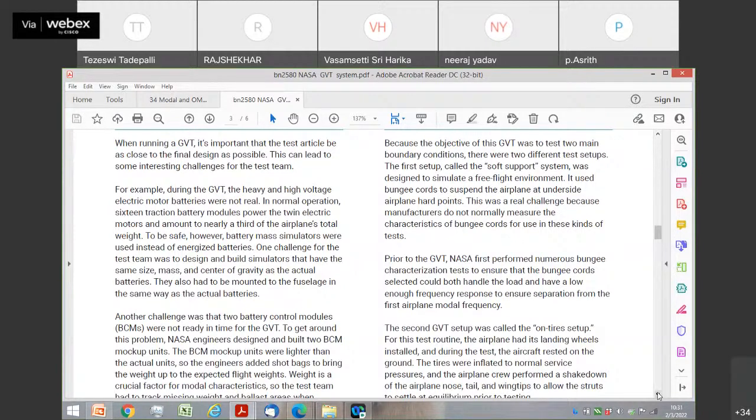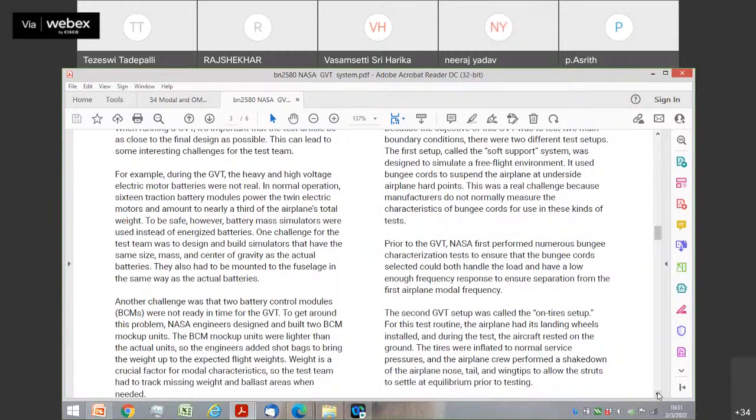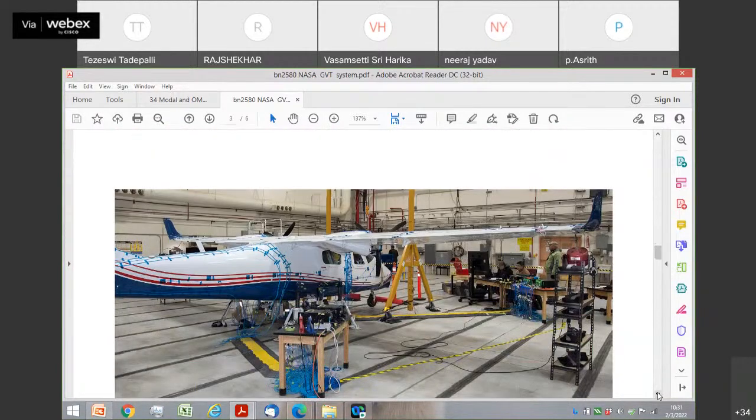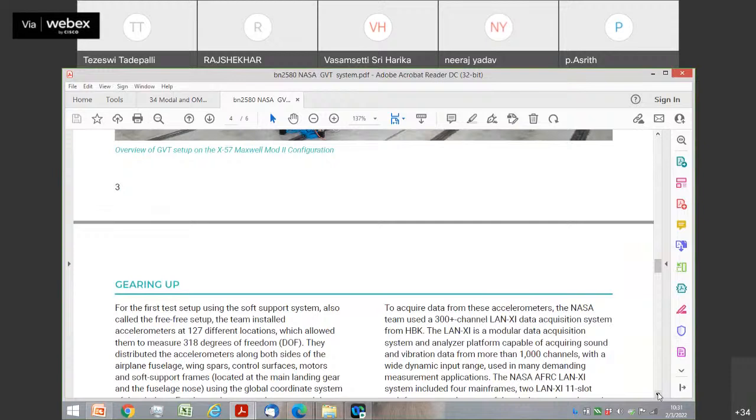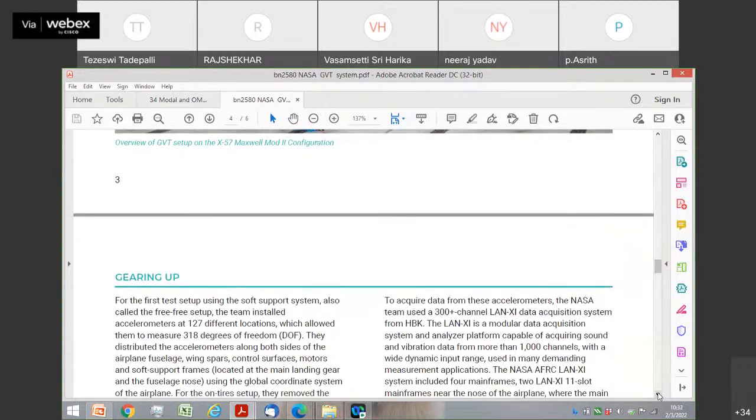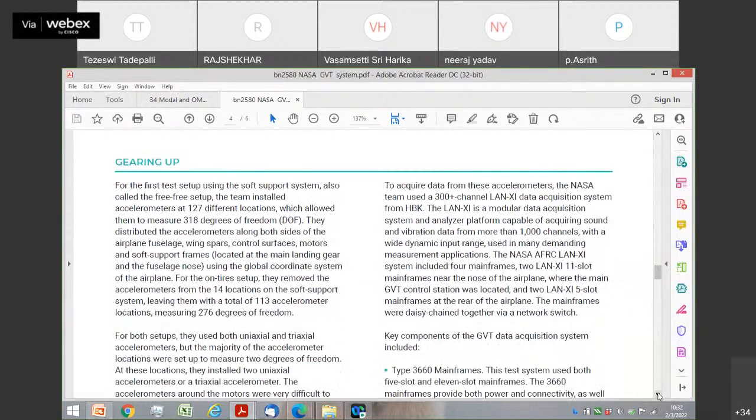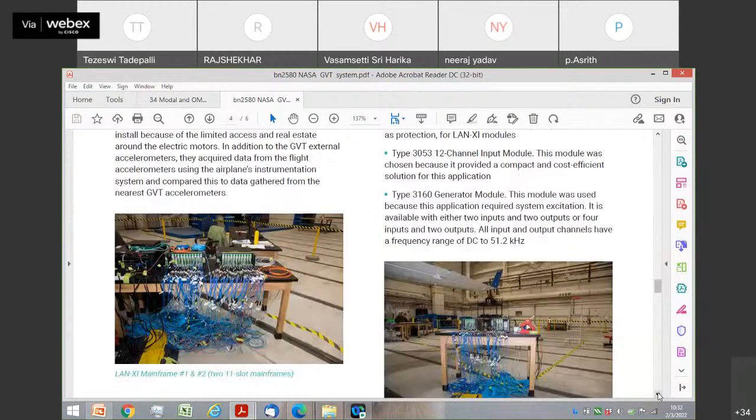Then you put it on the one tier so that the aircraft is in a free state, and then a very large modal analysis is done. These are giving the audience an example of actual applications of modal analysis in very large structures. We are talking of accelerometers at 127 locations, 300 degrees of freedom, a 300 channel data acquisition system. As you can see, huge bunches of cables all over.